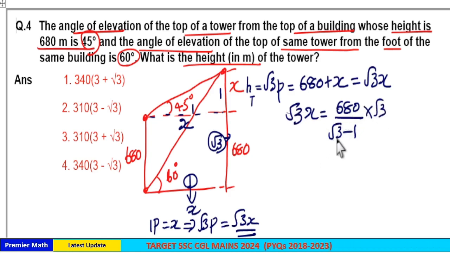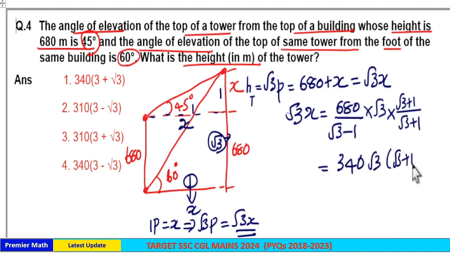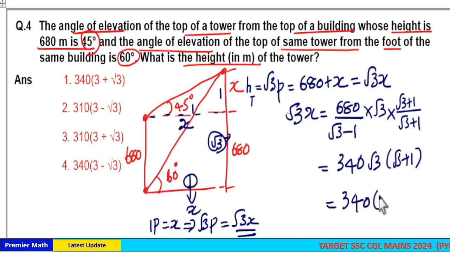Now to remove this √3 minus 1, multiply it by √3 plus 1 divided by √3 plus 1. Now √3 minus 1 into √3 plus 1 is equal to 3 minus 1, which is 2. So 2 goes 340 times in 680. Now the remaining is √3 into √3 plus 1. So this is equal to 340 multiplied by, √3 inside, 3 plus √3. So your answer is option 1.